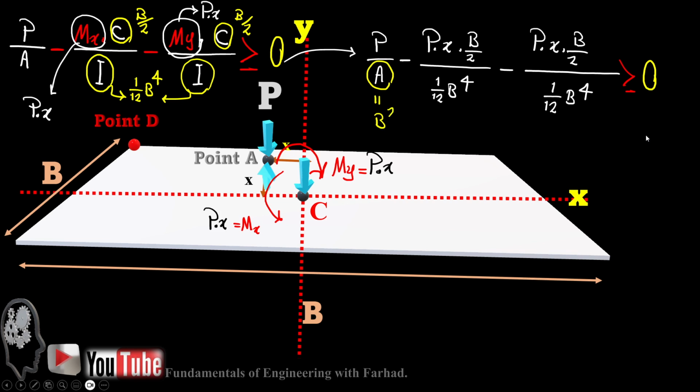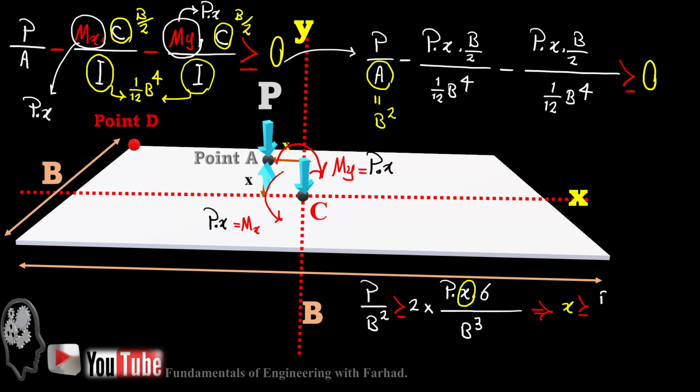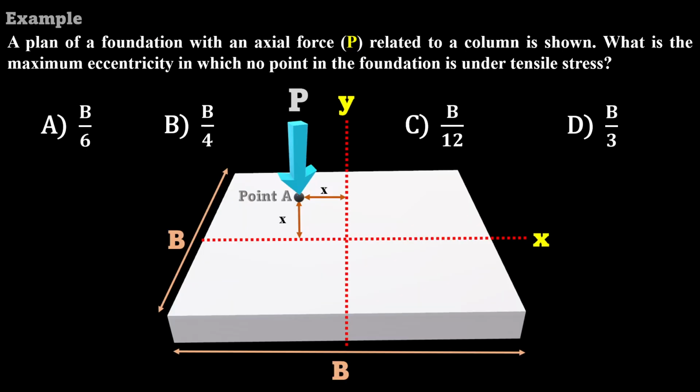So area is b squared, and if you replace that, P over b squared should be bigger than or equal to 2 times P x times 6 over b cubed. And if you do the math, it just says x, or eccentricity, should be at most equal to b over 12, or the dimension of our foundation over 12, to be safe in our design.